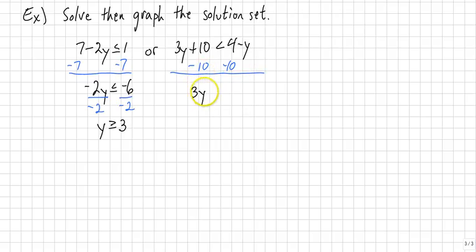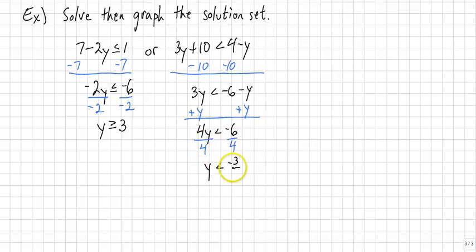And we get 3y is less than -6 minus y. And then we will add y to both sides. And we get 4y is less than -6. And then divide by 4. We get y is less than -3/2. So we end up with y is greater than or equal to 3, or y is less than -3/2.